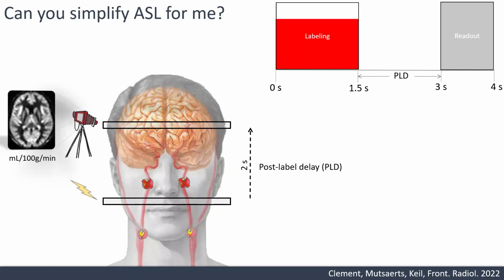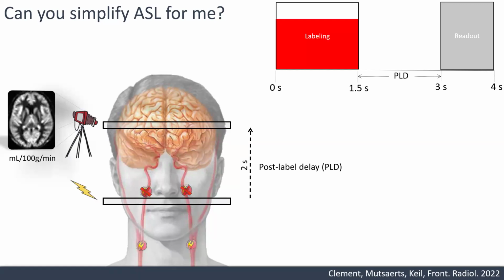But the idea is after this waiting time, we make an image. And what we see is that this image will be proportional to how many milliliters of blood has flown through each 100 grams of brain tissue per minute. So it's essentially blood flow normalized by the amount of tissue. That means that if your brain shrinks, with a patient with atrophy or not, it should give the same values theoretically.